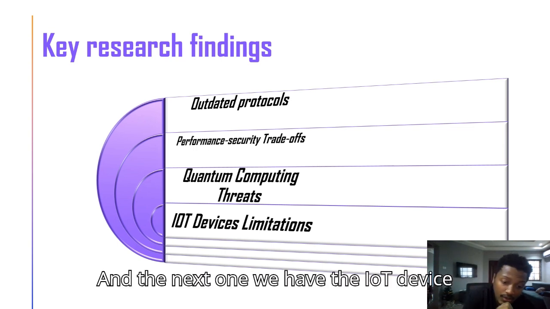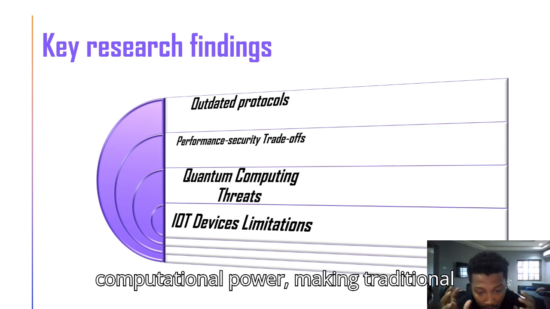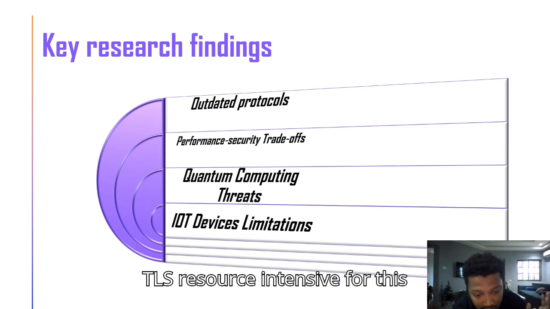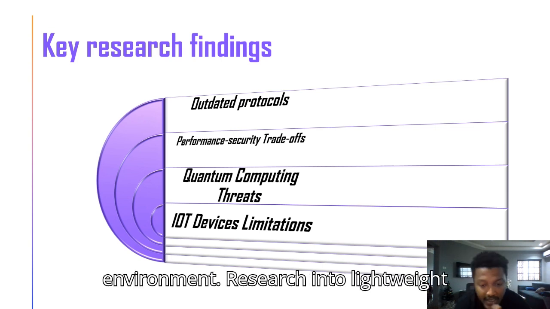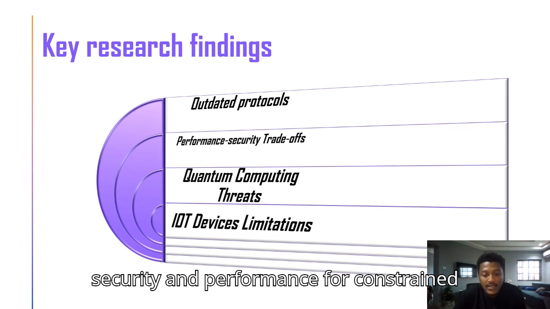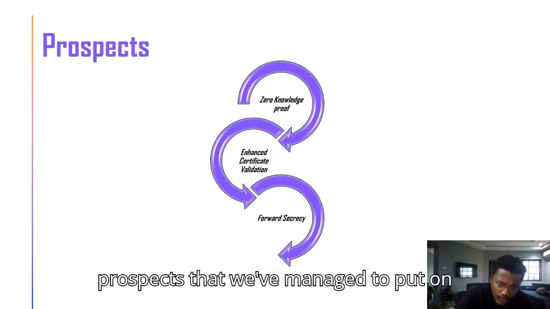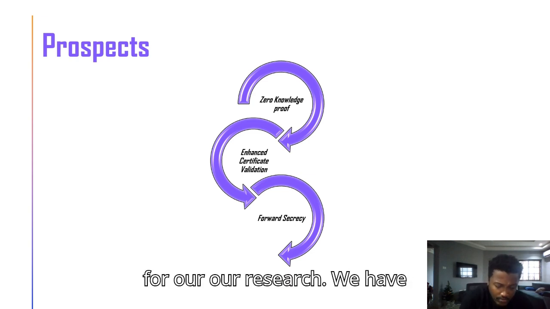And then the next one, we have the IoT device limitation. IoT devices often lack computational power, making traditional TLS resource intensive for this environment. Research into lightweight cryptography protocols seeks to balance security and performance for constrained devices. And then let's see some prospects that we managed to put forward for our research.